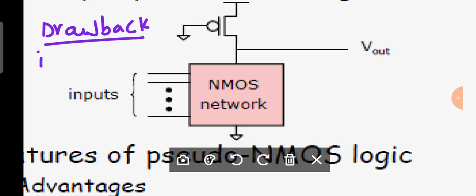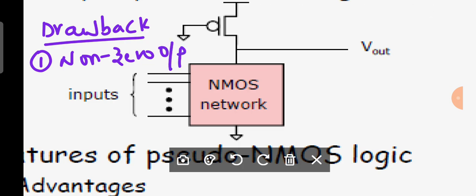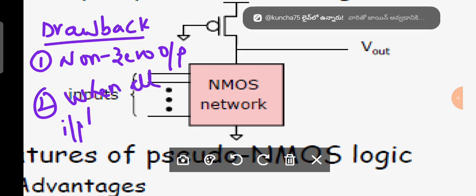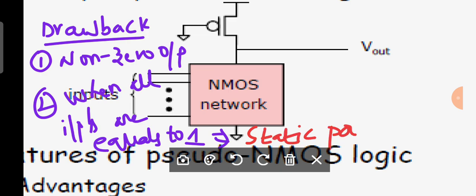Absolutely. What are the drawbacks? Non-zero output. Non-zero output is the drawback. And second one, when all inputs are equal to 1, then what is happening? Absolutely. Danger symbol. That's why I am writing with the red one. Static power dissipation.